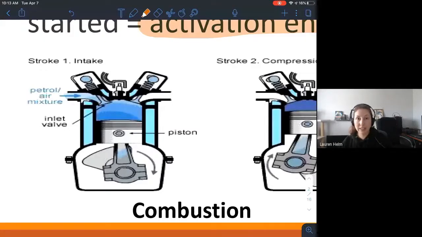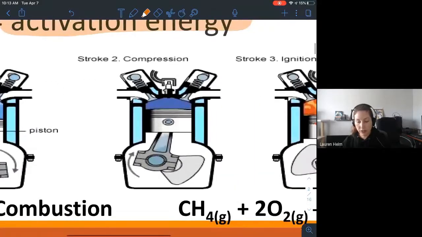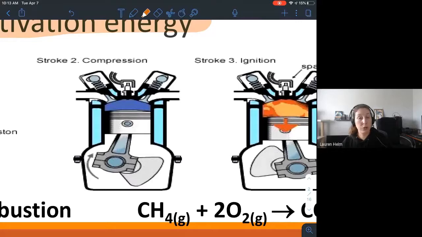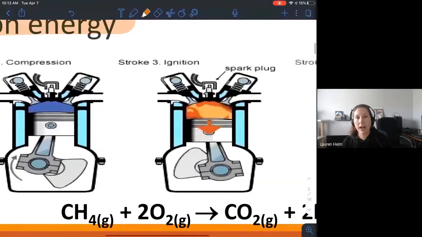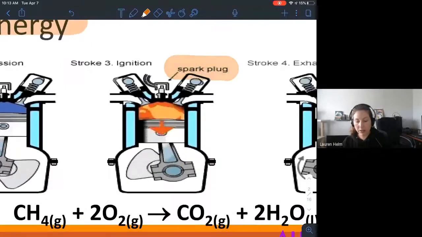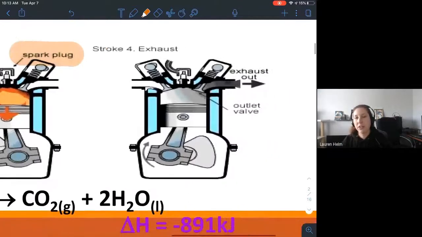We have the intake step, which pulls in your gasoline and air. Then you have the compression step, which is going to put it under pressure, putting the molecules closer together. And then here is our activation energy. Our spark plug is going to give a little bit of energy in the form of a heat spark, and that's going to actually start the combustion reaction. It's a little bit we needed to then set off the full combustion reaction. And then you have the exhaust step, which lets out the product of that combustion reaction.